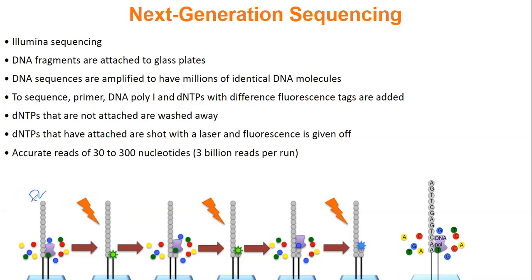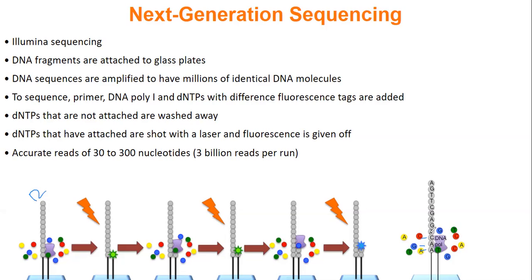So let's say we have the same sequence that goes AAC. We add all 4 nucleotides. No matter what, only one T will ever bind. We shoot it with a laser, we get fluorescence back, and we see, oh, we saw the T fluorescence, so T must have been added. Wash everything away, add nucleotides, do it again. We see another T sequence, so it must go TT, so on and so forth.